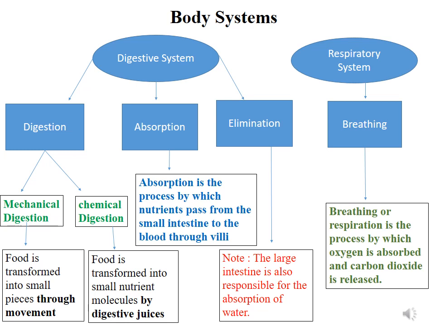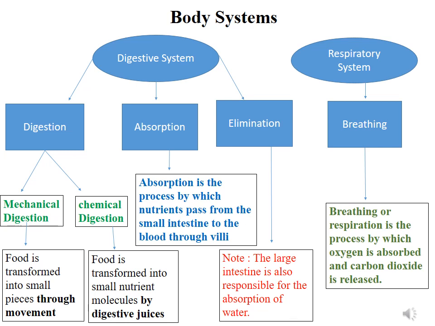Let's talk a little bit about digestion. There are two types, mechanical and chemical digestion. In mechanical digestion, food is transformed into smaller pieces through movement, for example, peristalsis, grinding of food. On the other hand, the small pieces of food are digested completely into small nutrient molecules by digestive juices, for example, by gastric juice. After the transformation of food into small nutrient molecules, absorption takes place in the small intestine.